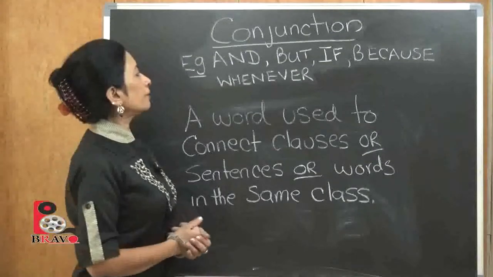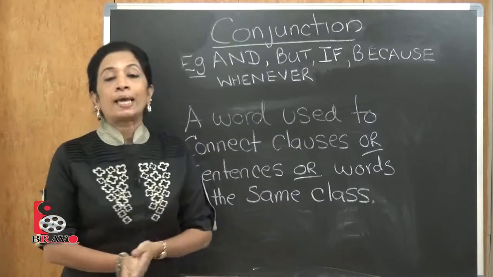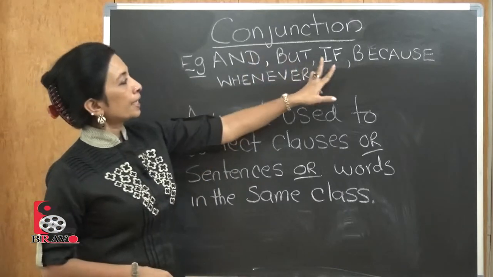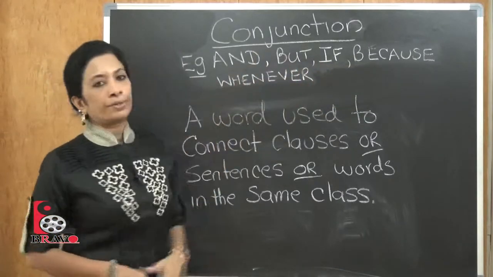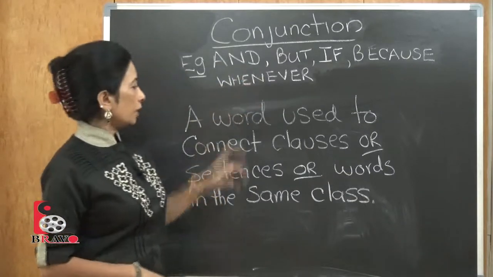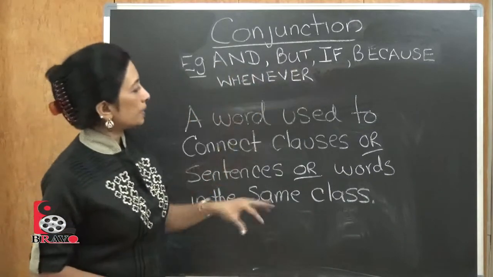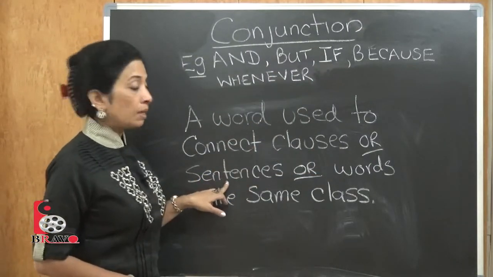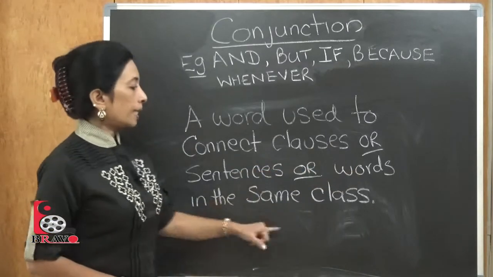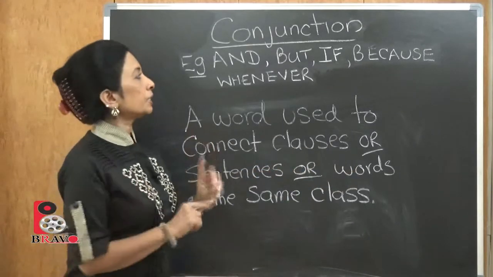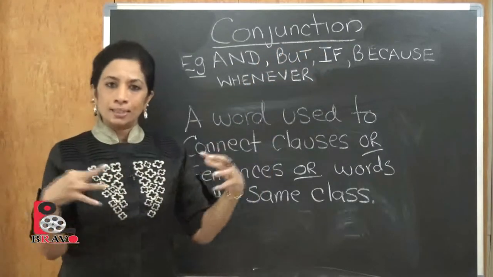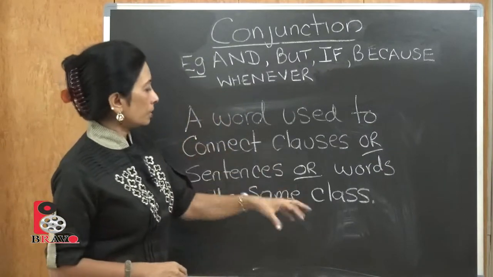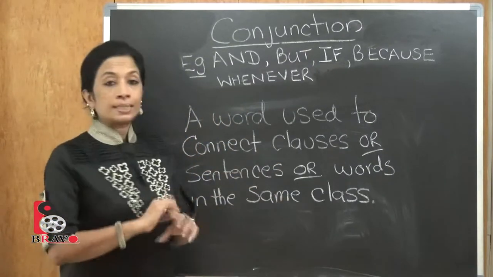So join me with 5 example words that I have got for you today in conjunctions: and, but, if, because, whenever. Now what is a conjunction? The conjunction is a word, any of these words, used to connect clauses or sentences or words in the same class. So it's a connection. The moment you say junction, you know that conjunction means it's connected. So it's a connecting word for 2 clauses, sentences, or words in the same class.